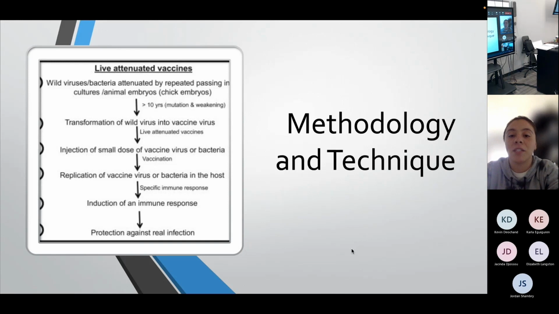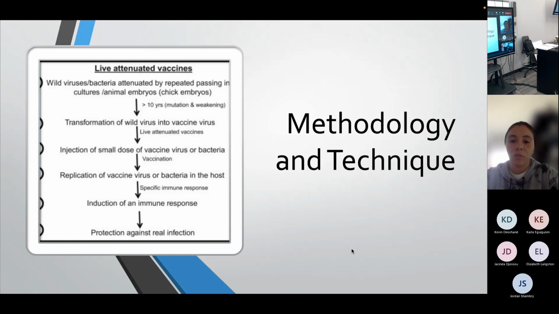Okay, I apologize. So as far as the methodology and technique goes, for the live attenuated vaccines, it is almost about a 6-step process. So just to break it down further, the first step would be collecting the wild viruses or bacteria, and those are attenuated by repeated passing in cell cultures or animal embryos. This could be chick embryos, for example, and this process does take about 10 years or longer. Just like the picture that Karla just depicted, it goes through that mutation and weakening process.